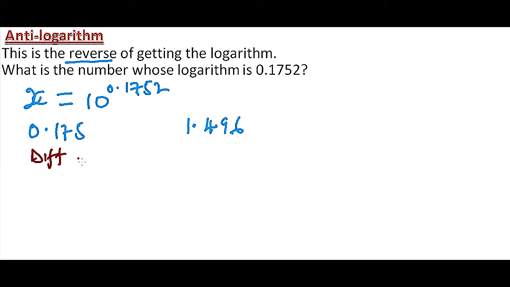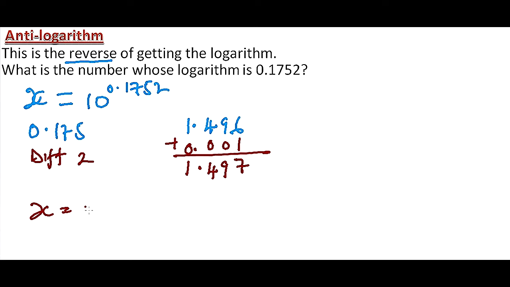We will read it from the table of difference. For the difference of 2, you get 0.001. That is the table of difference. Then you are supposed to add the 2. So you get 7, you get 9, you get 4, you get 1. This means that the number with x is equal to 1.497.